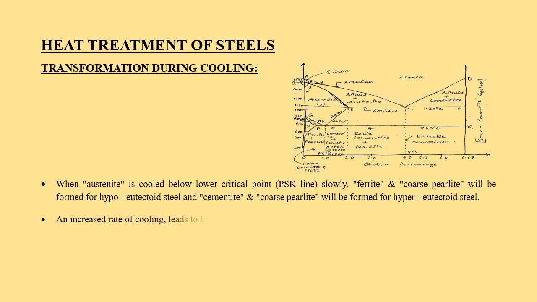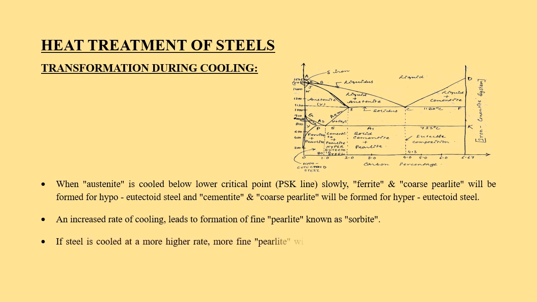An increased rate of cooling leads to formation of fine perlite known as sorbite. If the steel is cooled at a higher rate, more fine perlite will be formed. This perlite is called troostite or bainite.